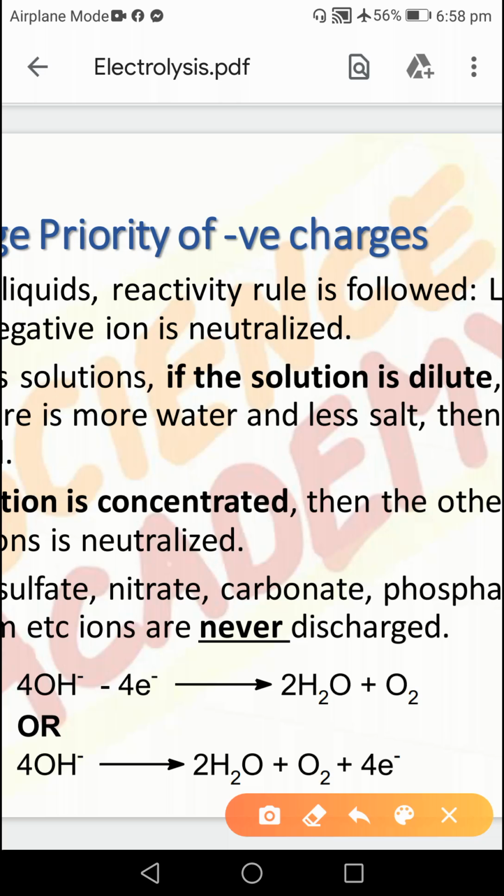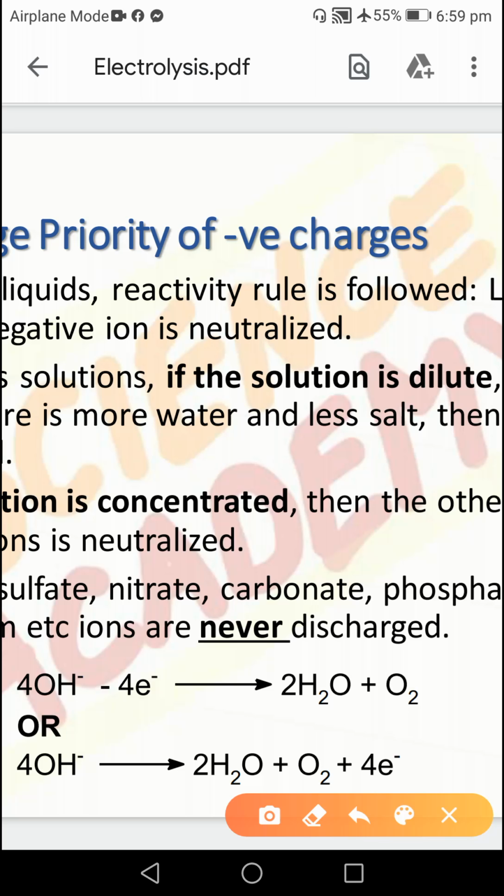Look, on this side, we have 4 hydroxide ions, and we have a minus sign, which means something is being lost or taken out. What is being taken out? 4 electrons. Why 4 electrons? Because there are in total 4 negative charges. One hydroxide has 1 negative charge, so 4 hydroxides will have 4 negative charges. So 4 electrons are taken out to form this. So this equation also expresses oxidation, because there is a minus that tells you that electrons are being lost.